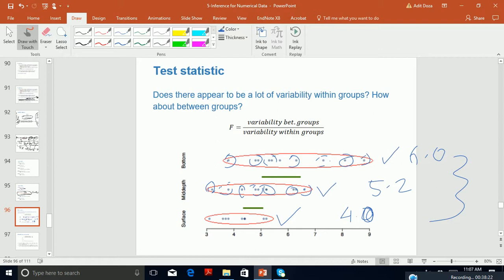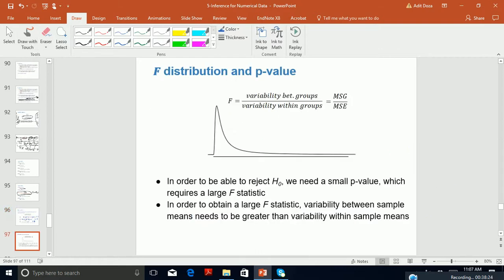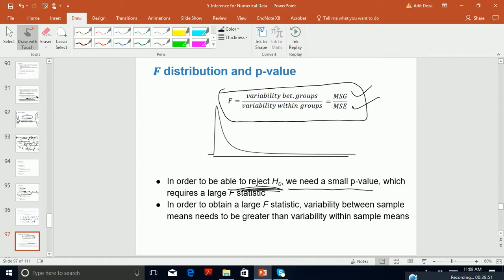So there is variability, so we can construct an F test. In textbooks you will see that it's the variability between groups and within groups, sometimes called MSG, between groups, and MSE. In order to be able to reject the null, we need a small p-value. It's always that we need a small p-value, then we can reject the null.